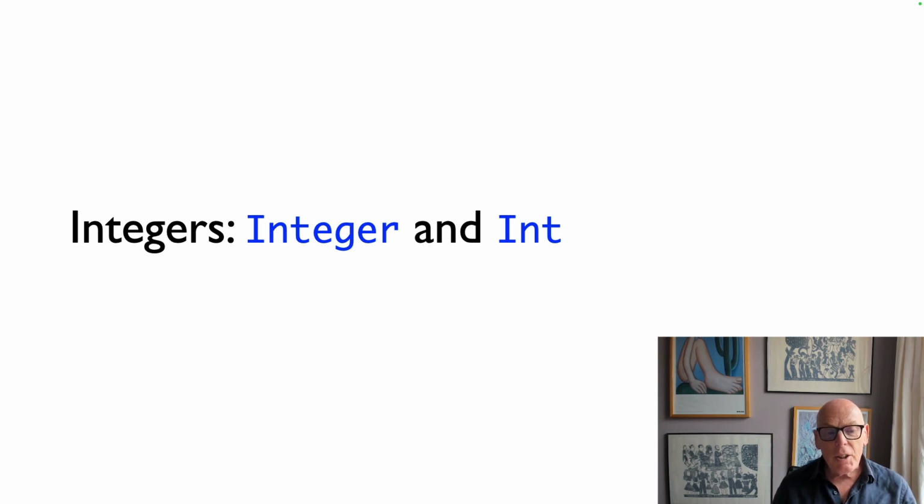In this segment, I'd like to talk about how integers are represented in Haskell. And the answer is there are two ways of doing it. There's a type Integer and there's a type Int.